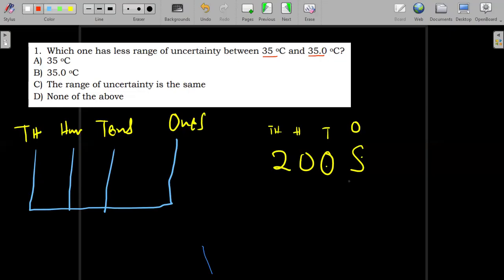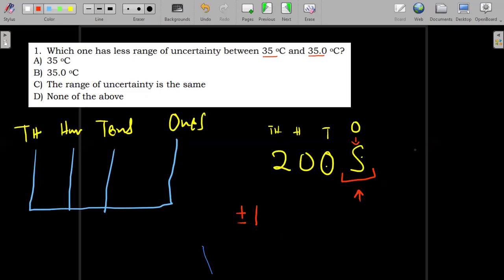So the uncertain digit here is the last significant number, which is what? 5. So where is 5? Okay, 5 is in the what? The ones. So it means your uncertainty will be plus or minus 1, because the uncertain digit is in the ones. So your uncertainty will just be plus or minus 1.